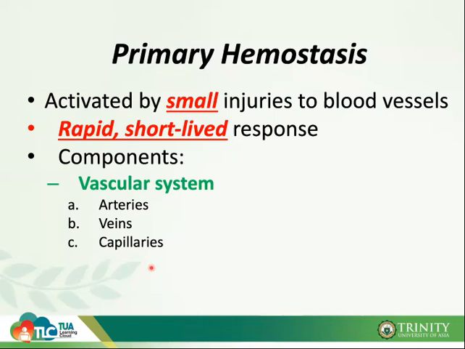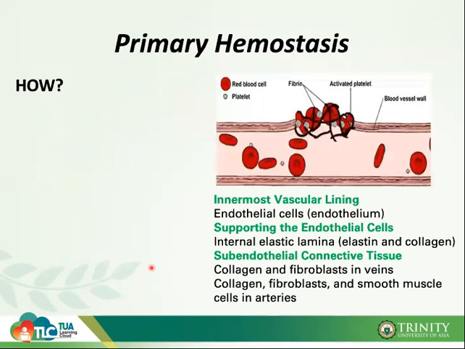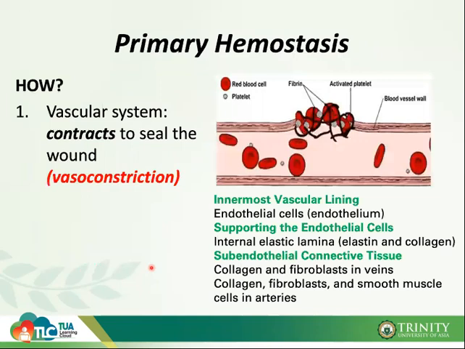At the same time, we also include your platelets. So let's have a quick overview: how does your primary hemostasis happen? As you all know, once there is a small injury, the vascular system will contract to seal the wound, and that is the initial hemostatic response. That is your vasoconstriction. So remember, people, that the initial hemostatic response of our body, specifically our vascular system, is your vasoconstriction. Vasoconstriction helps us seal the wound and prevent further or excessive loss of blood.